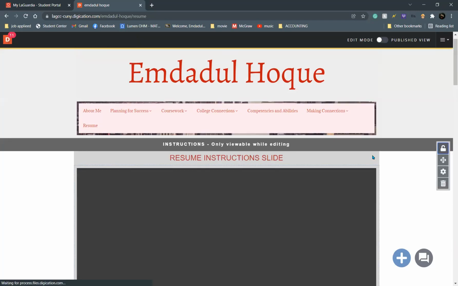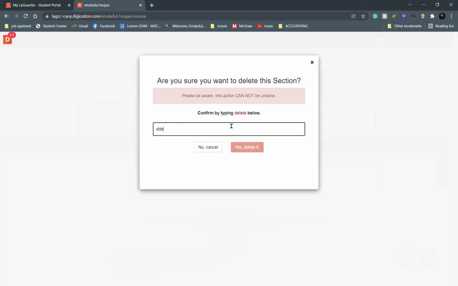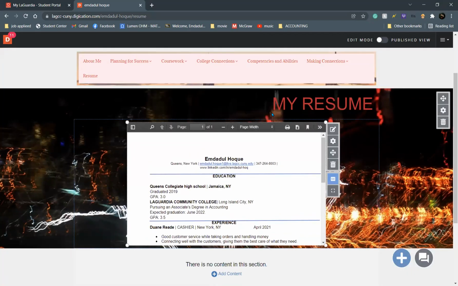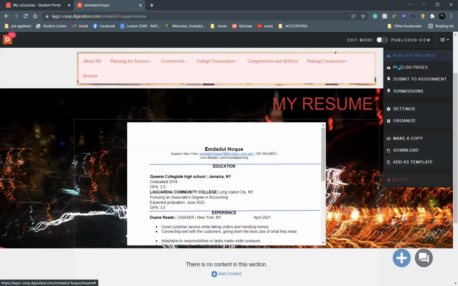That's the instruction slide. Get out of, okay, exactly. So delete that. Now you've got to publish changes right at the top where it says publish changes. Scroll right up to the top of your e-portfolio, not just of the resume page, of your actual e-portfolio. Or publish page, you can do it that way also.